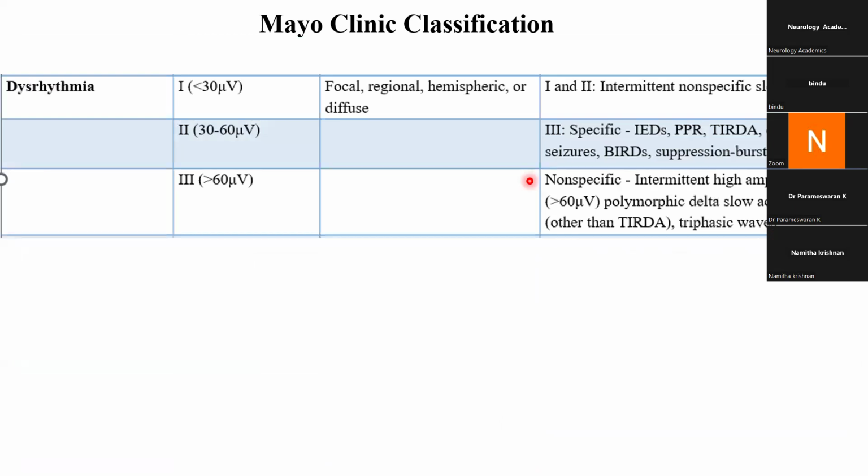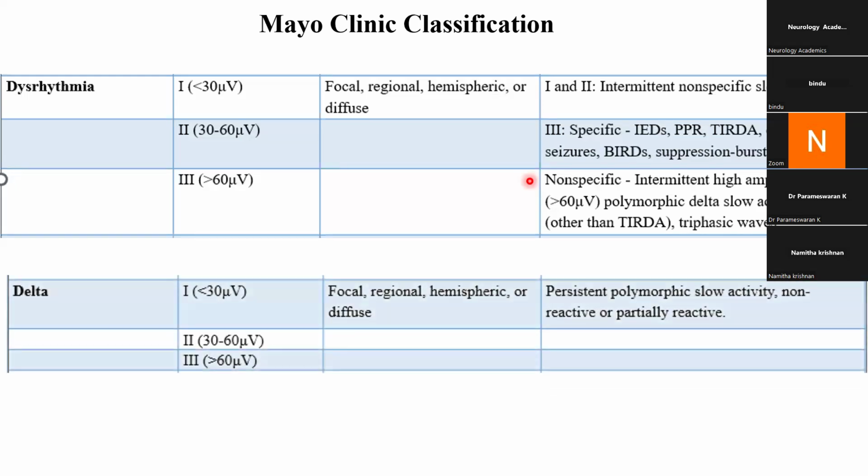Dysrhythmia is the intermittent slowing that is seen, and this is divided into grade 1, 2, and 3 based on the voltage criteria, or it can be divided based on a visual impression also. Grades 1 and 2 are intermittent non-specific slow activities, whereas grade 3 has specific interictal epileptiform discharges or photoparoxysmal responses, temporal intermittent rhythmic delta activities, or electrographic seizures.